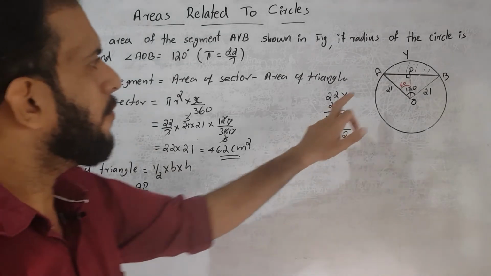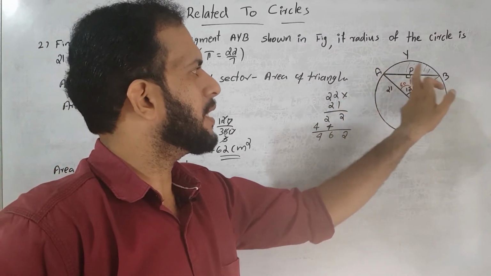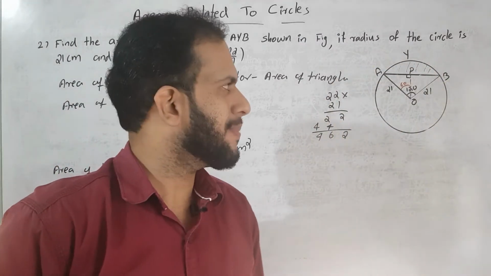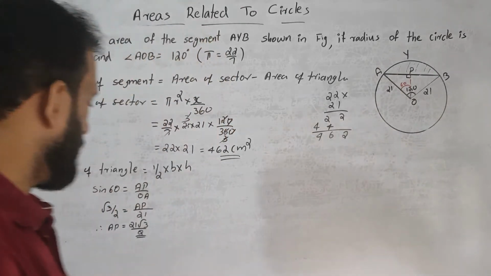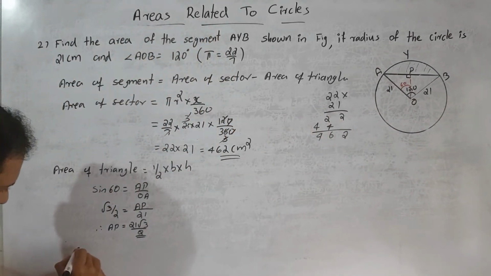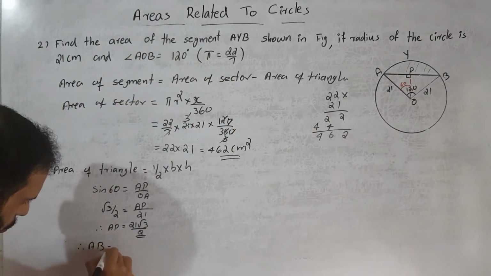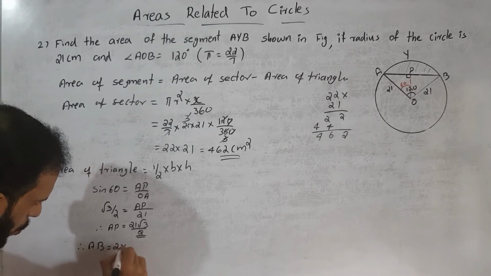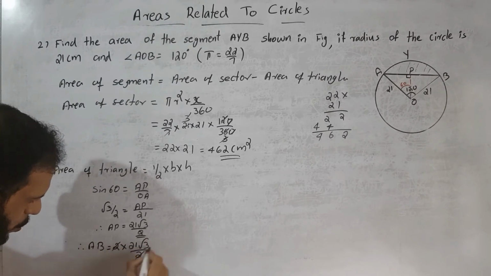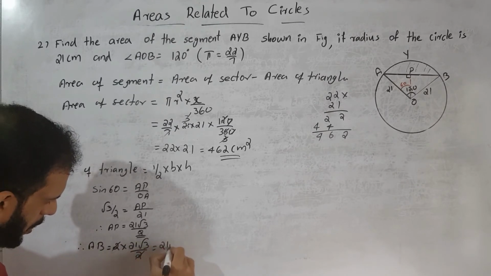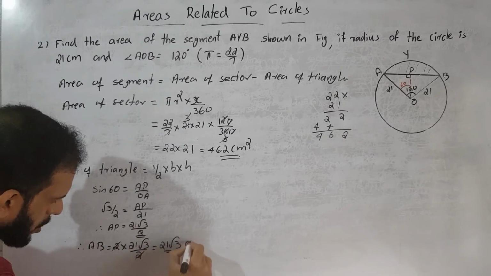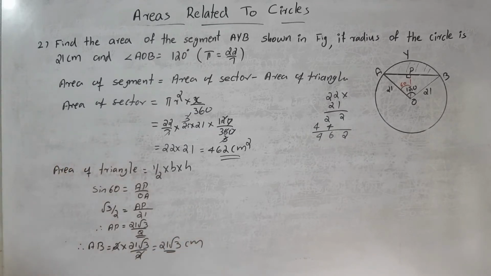But we want to get the value not of AP, we want the value of AB. Then what is AB? AB is the double of AP. Therefore, AB is equal to 2 into AP. What is AP? 21 root 3 by 2. Then it is possible to cancel 2 and 2. Then what we get? 21 root 3 centimeter. Now we got the value of AB. AB is equal to 21 root 3 centimeter.